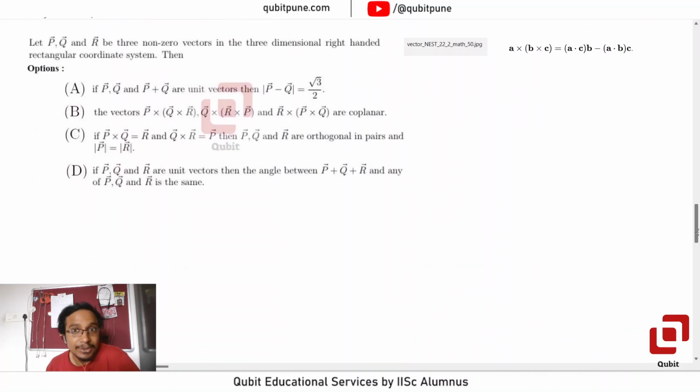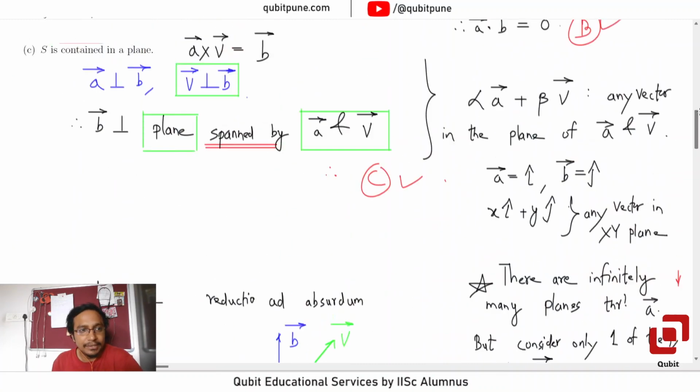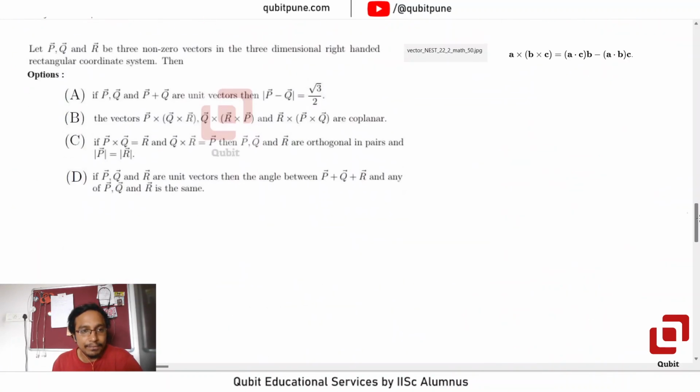Now let's take this question. Slightly tricky or difficult, I would say. Second one from vectors. This question is from NEST 2022, second shift, and when I looked at it for the first time, I thought of using this particular identity, which says a bar cross b bar cross c bar is a bar dot c bar b bar minus a bar dot b bar c bar. Especially when you look at option B, we are required to use that.